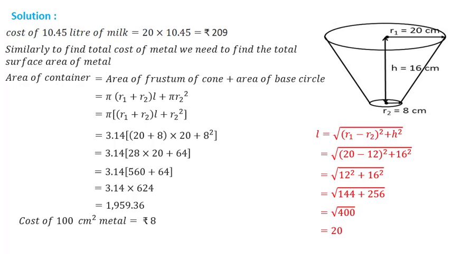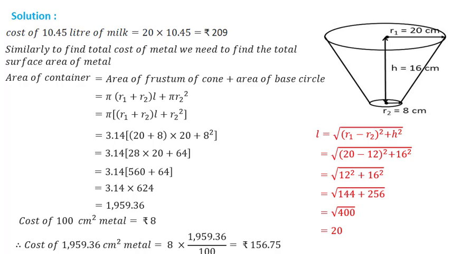We have given cost of 100 centimeter square metal as rupees 8. So cost of 1959.36 centimeter square metal will be 8 into 1959.36 divided by 100, that is rupees 156.75. I hope you know this calculation. For 100 centimeter square, if cost is 8, we first calculate cost for 1 centimeter square, that will be 8 upon 100, and then for 1959.36 centimeter square, I will multiply by 1959.36. This we have already learned in our lower class, so here we have directly used it.